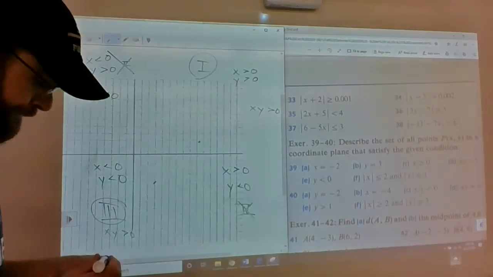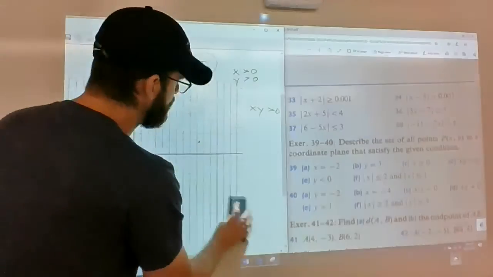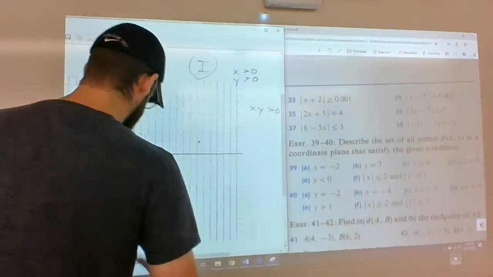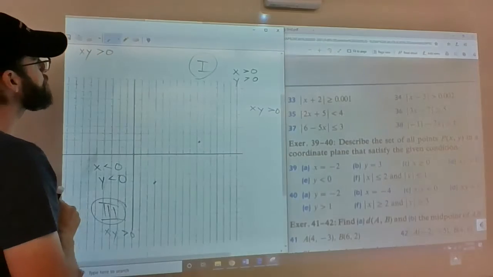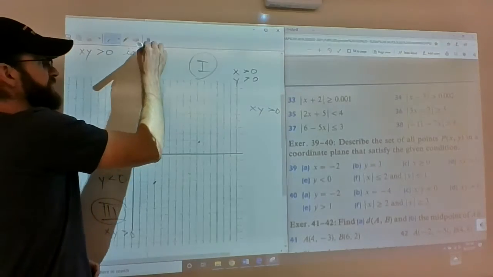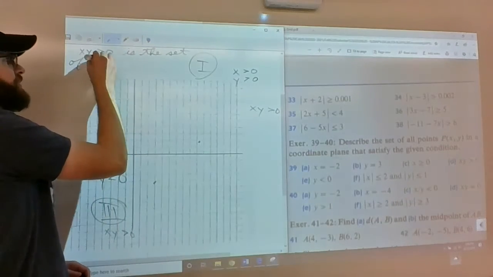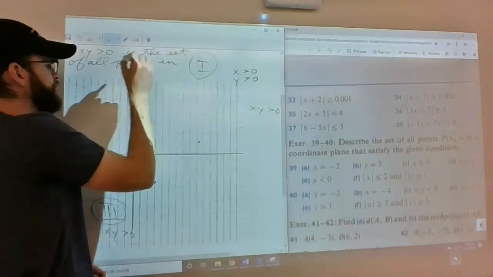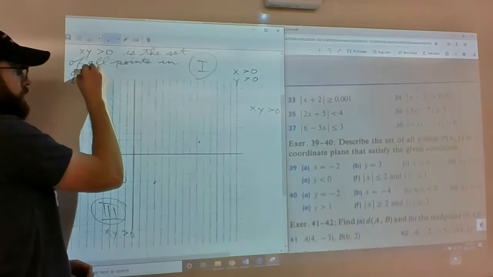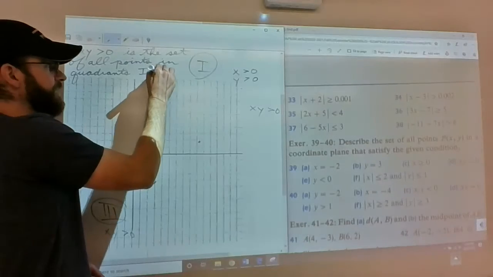I'll write that down. Just so that we're absolutely clear on this, xy is greater than 0 is the set of all points in quadrants 1 and 3.